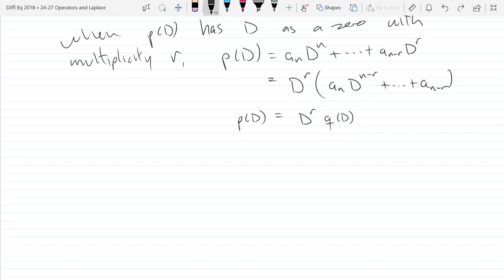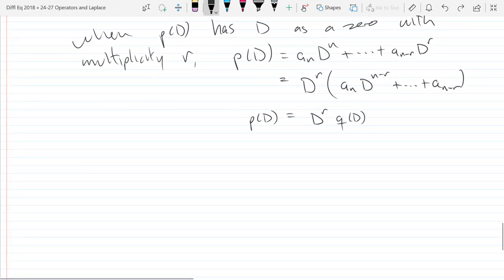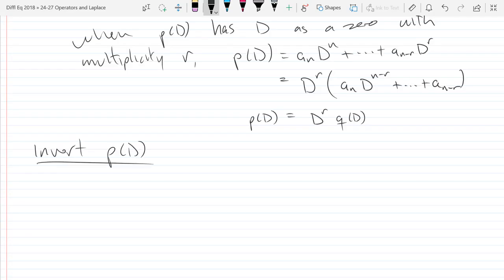So what do you do next? How do you invert P of D? So that's what we're going to look at. So that's 1 over P of D. You can write it like this. And I'm going to use that version that we just wrote down, which is D to the r times some new polynomial. And we saw that you can multiply these.